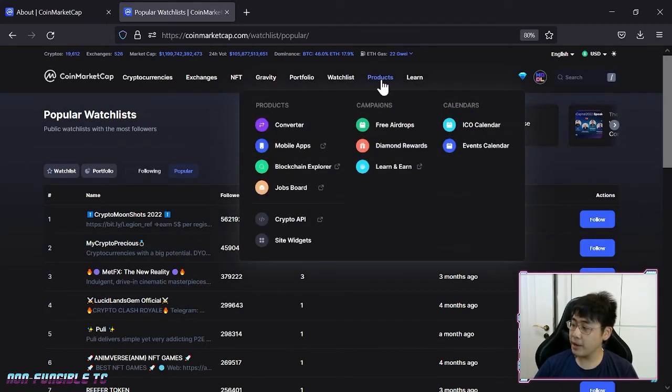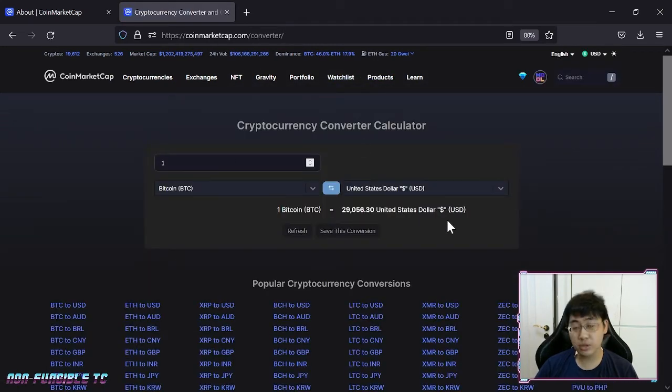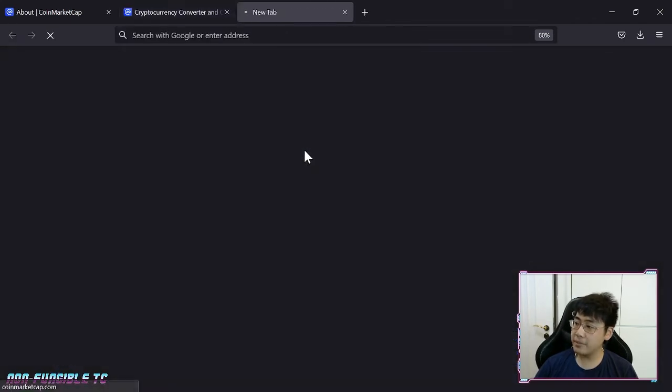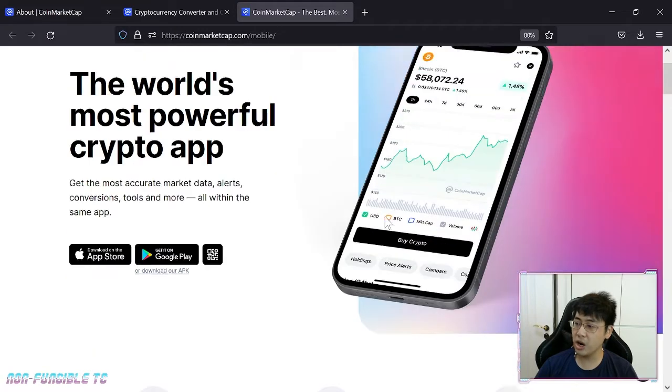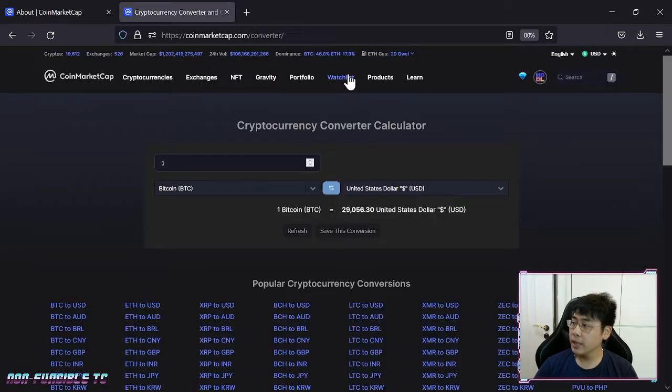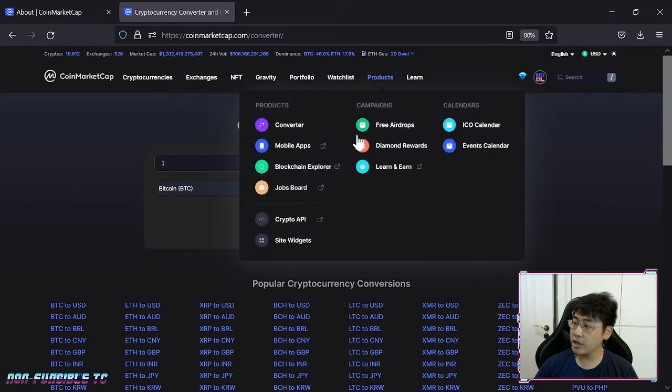In terms of product, okay, interesting. As I said, they have a converter. So basically, you can convert one crypto to another crypto, or one crypto to another fiat currency. They have mobile apps, so it shows you that CoinMarketCap does have a mobile app that you can use on the App Store and Google Play Store. And then you could also look at Block Explorer.